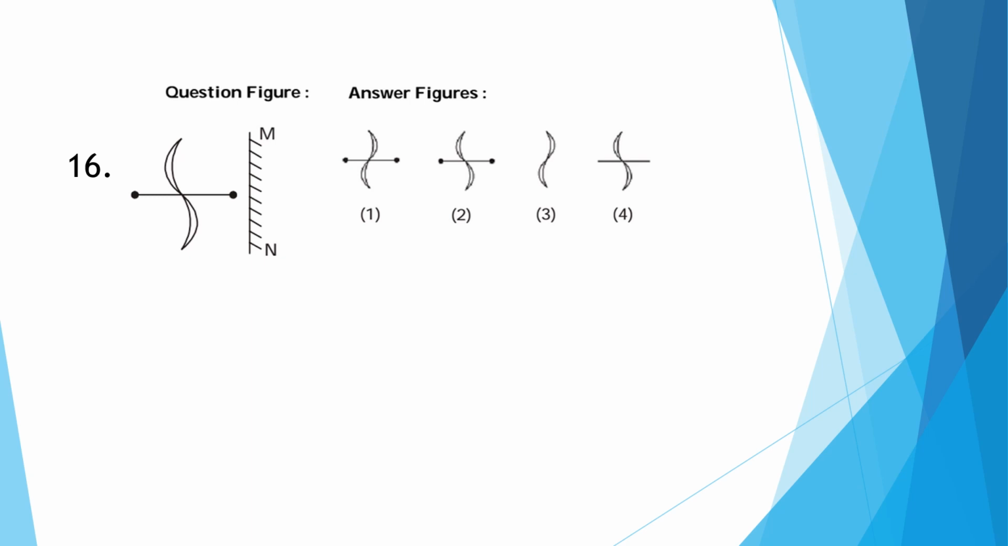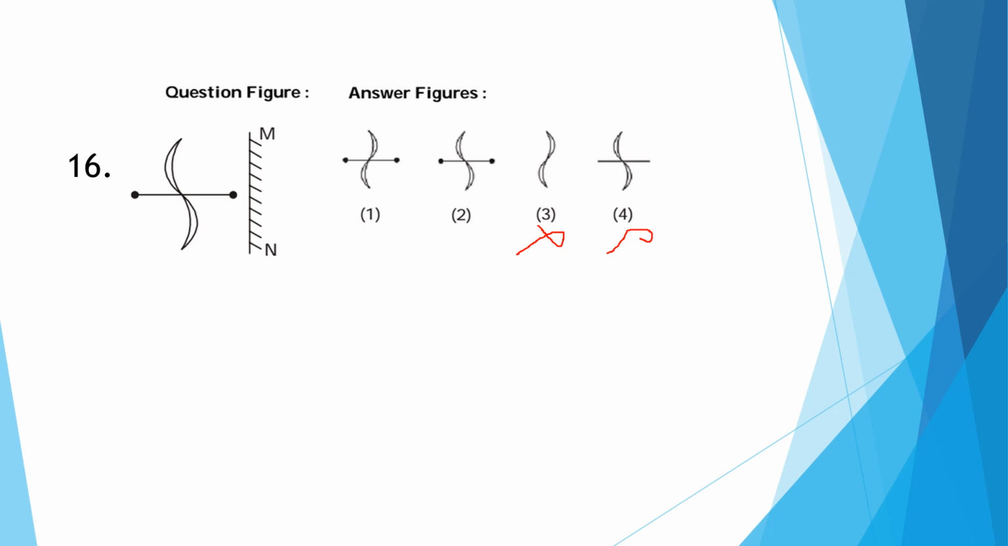Next question. So mirror image of this image. How to find out? See 1, 2, 3, 4 options. In third option, arrow not there. So this is not an answer. In fourth option, dots not there. So this is also not an option.